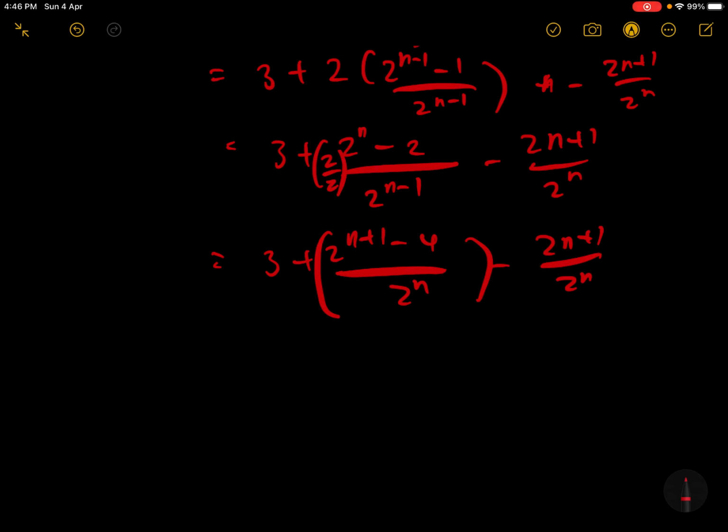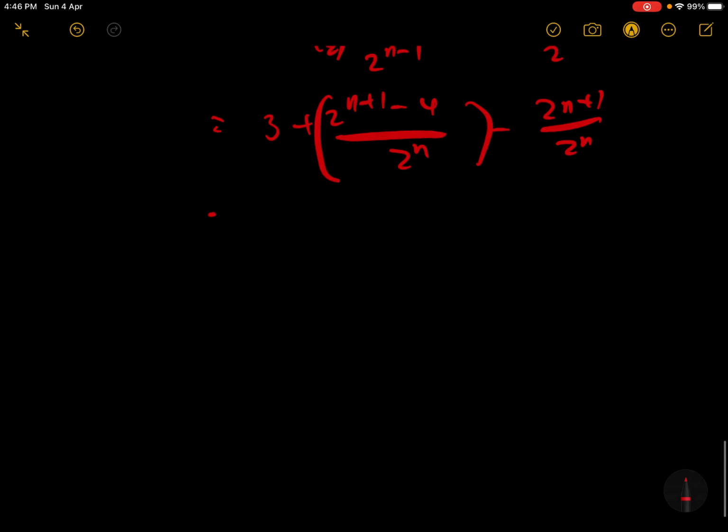So now you have the same denominator. Now I can actually combine them together. So 3 plus 2 power n plus 1 minus 2n, 4 minus 1, so it's minus 5 over 2 power n.